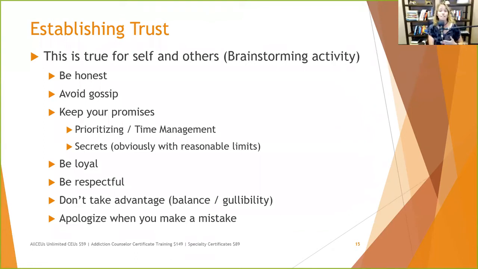Keeping your promises, prioritizing and time management. If you promise people, even with the best of intentions, and then you don't manage your time well and you break those promises, it breaks trust.